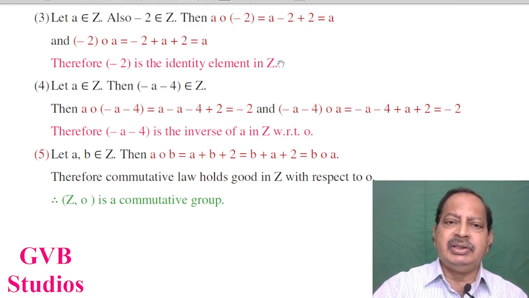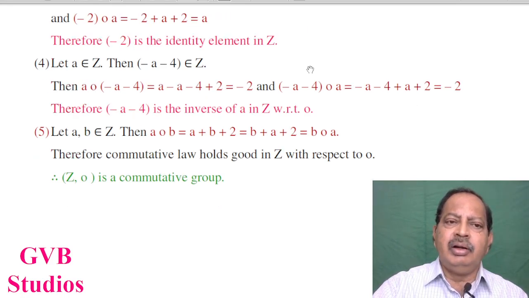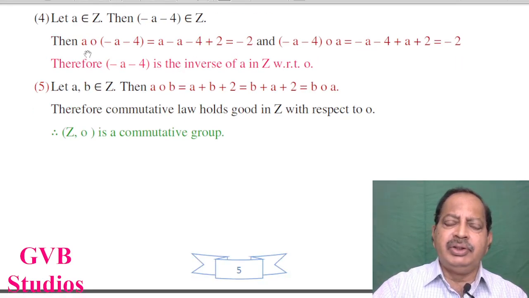Here the binary operation is defined in another way. So, I will write that −2 is the identity element in Z with respect to the binary operation circle defined in this problem. Next, we go to the inverse. From the definition of the binary operation, we can guess the inverse element of a. Let a be an element of Z. Then −a − 4 is also an integer. Take −a − 4. Operating a ∘ (−a − 4) is equal to, by the definition, a − a − 4 + 2. This gives −2.